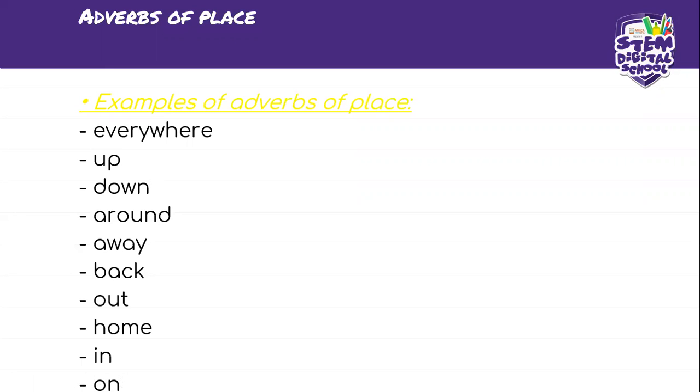For everywhere we can say, I looked everywhere. Then up, you can say, I put your phone up there. So up becomes our adverb of place. Down is also our adverb of place. Around, for example: I saw the campers sitting around the fire. So the sitting that they did was around the fire. It tells us about where they were doing the sitting.